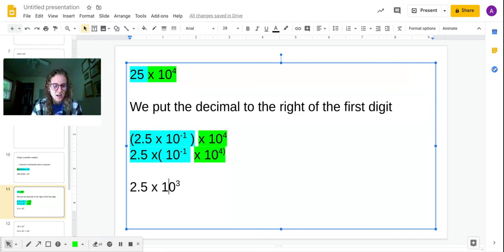But if you just sit down and think about it, like which way do I go? Our decimal point in this is right here, but we need to move it 1 to the left. So that would be a negative, right? So we're going to take 1 away. Okay, so it's going to be 10 to 1 less power.